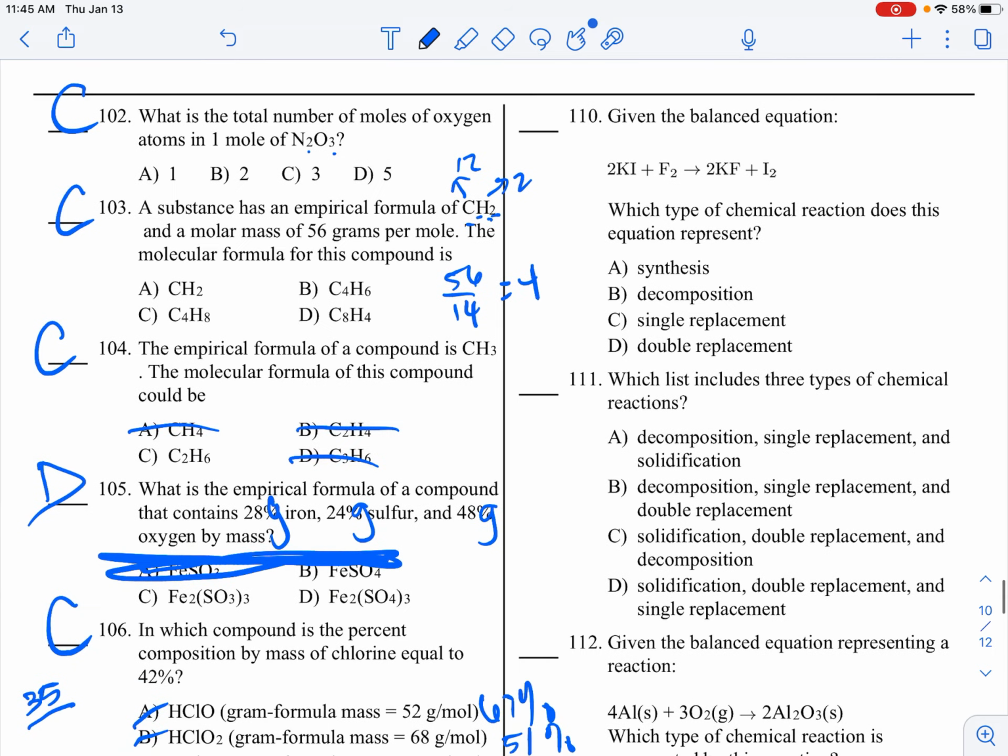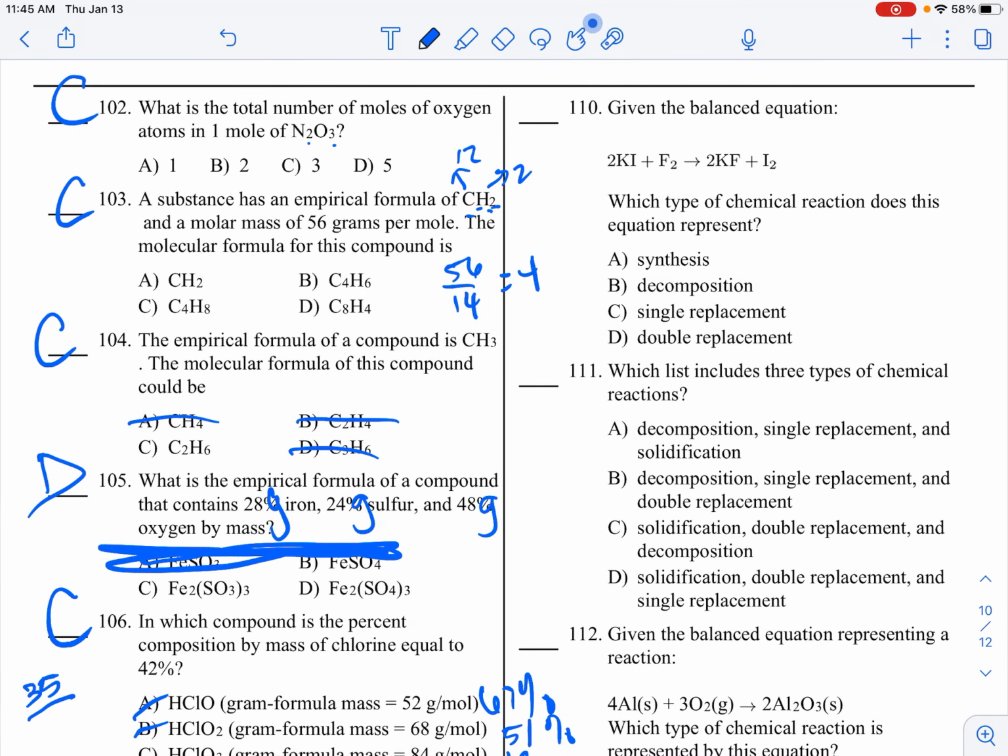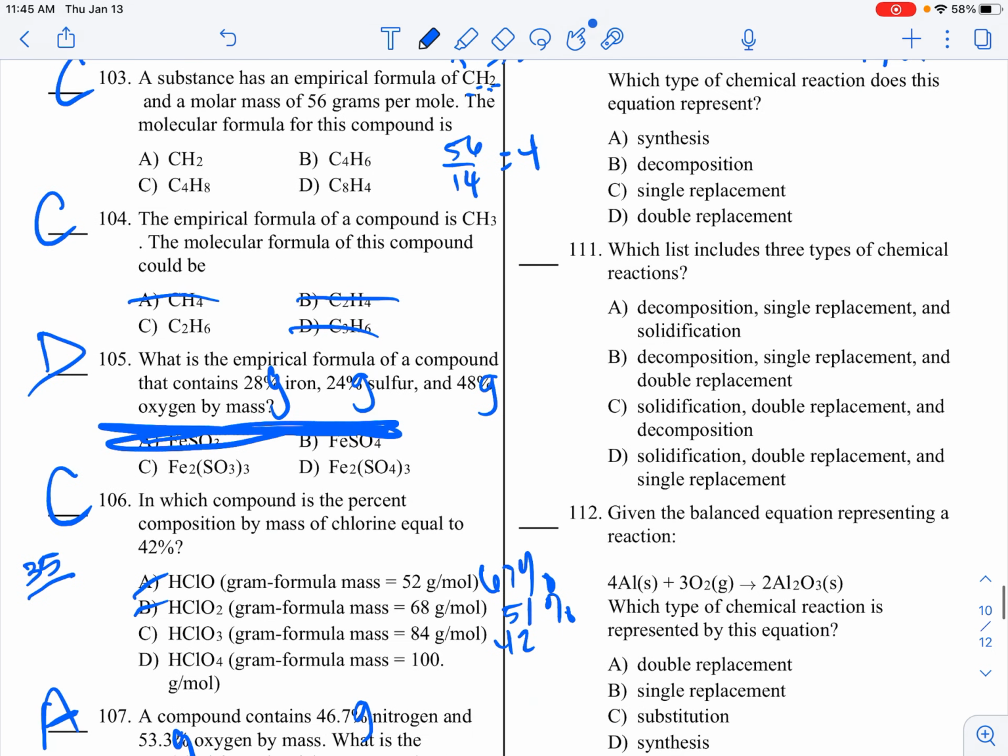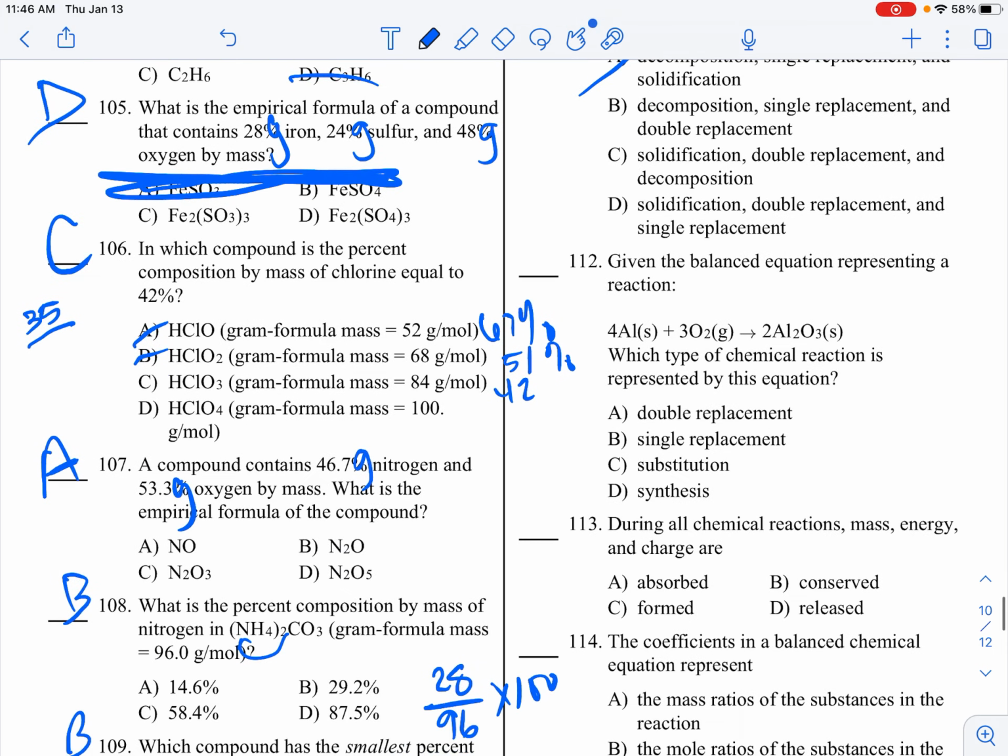Getting there, folks. Which type of chemical reaction does this represent? So it looks like we've got Ki, and on the other side we've got Kf. And we have something bumped out. This is a single replacement. If you wanted to be more specific, this is anionic single replacement because we've got nonmetals replacing. Three types of chemical reactions: decomp, single replacement, double replacement. Yes. I'm not even going to look at that.